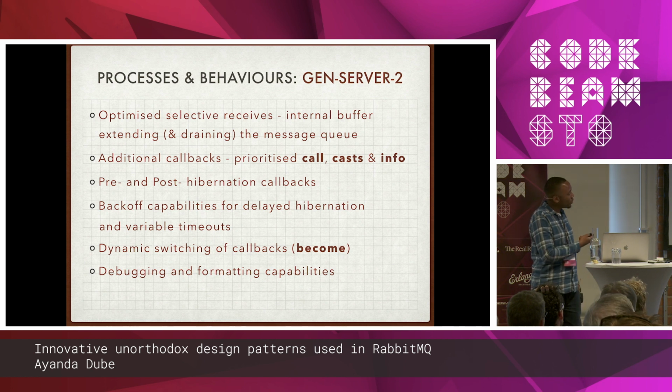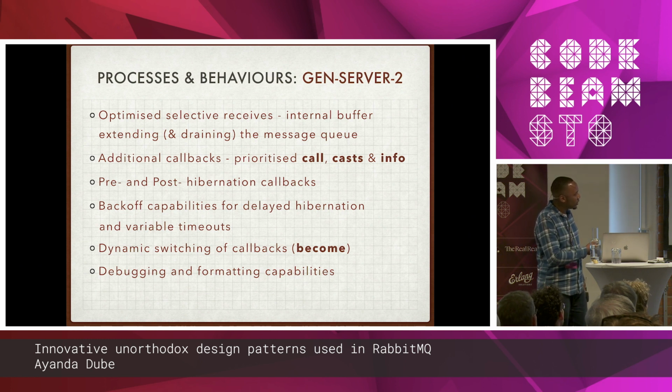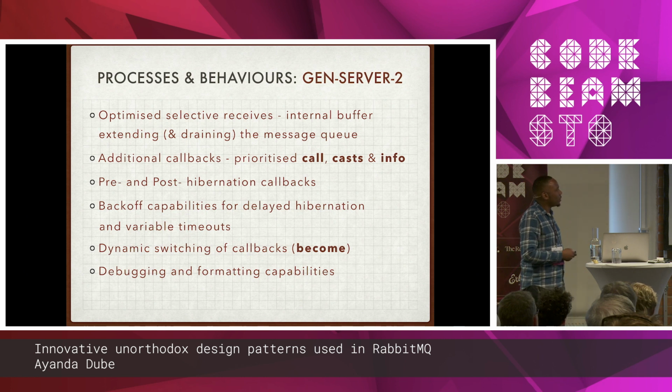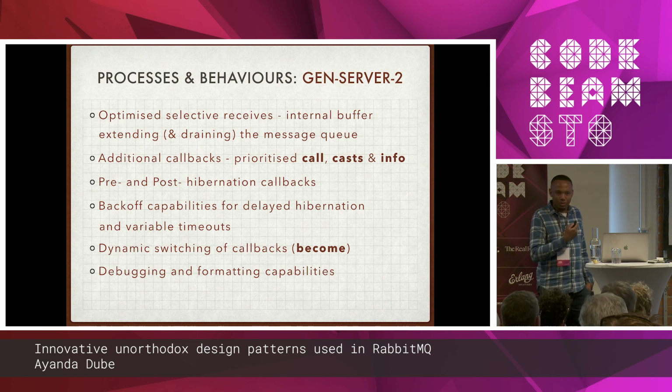So apparently it optimizes your selective receives because your message queue length wouldn't grow as much as it would if you didn't have that extension internal buffer. And then you've got additional callbacks like prioritized calls and casts and info. So you can prioritize your calls and casts, yeah? And then you can do pre and post hibernation. Those will also execute your callback modules.